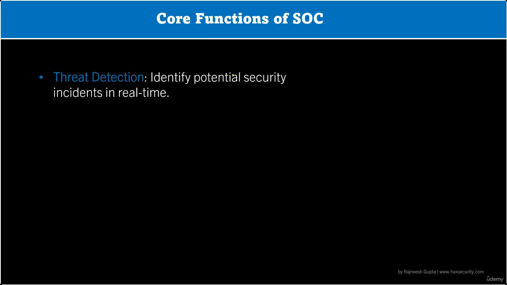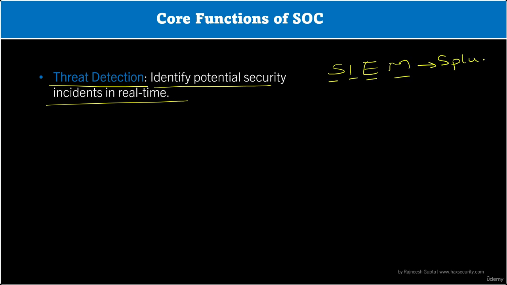Now let's talk about the core functions of SOC. The first is threat detection. You have to detect the threats in the network in real time using different tools. There are different tools like SIEM, which is security incident and event management, from vendors like Splunk, Microsoft Sentinel or Azure Sentinel. There is a product from IBM, QRadar, and many more.